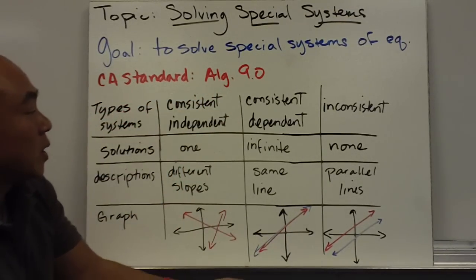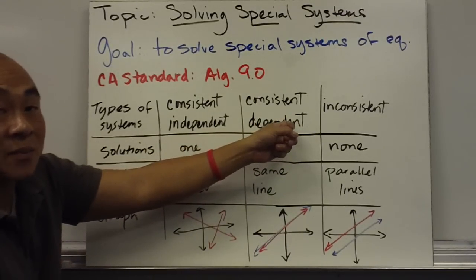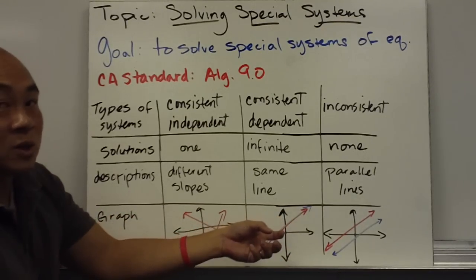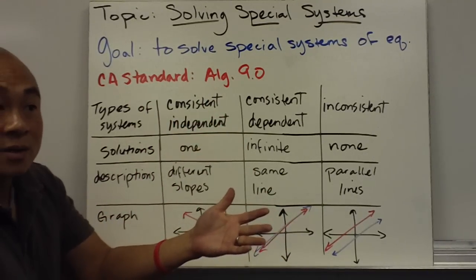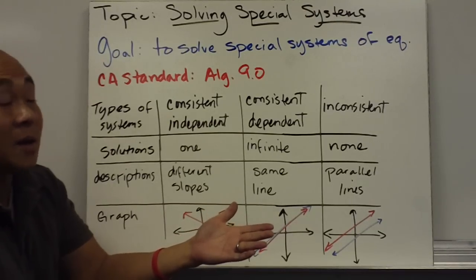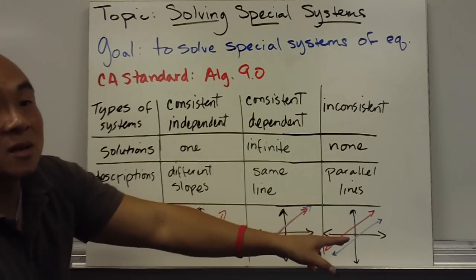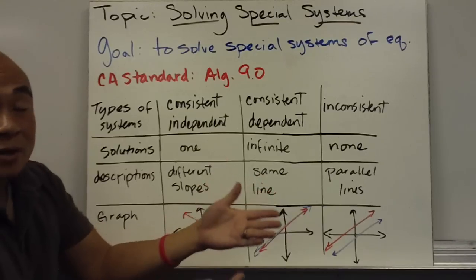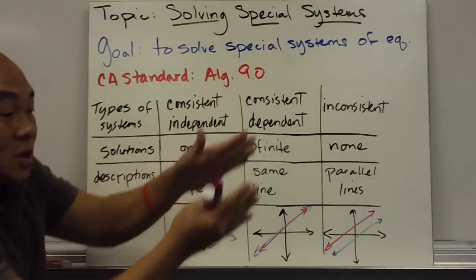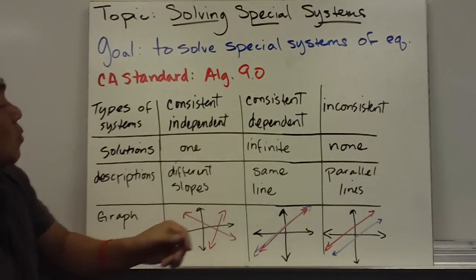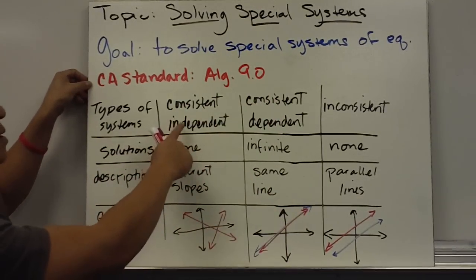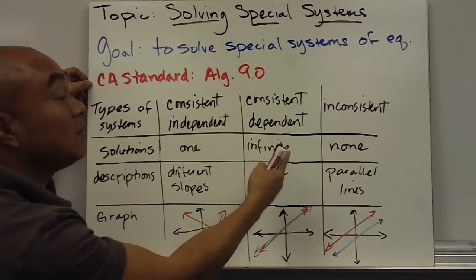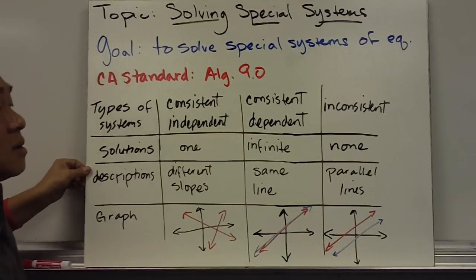Then you have another one, a consistent dependent type of system, and that basically is just the same line. The same line means you have all solutions, infinite, because you've just drawn the same exact line. And then you have one more, which is inconsistent, where there's no intersection. You've basically drawn parallel lines, and there is no solution whatsoever because they're never ever going to touch. So those are the three types: consistent independent, one solution; consistent dependent, infinite solutions; and inconsistent, no solution whatsoever.